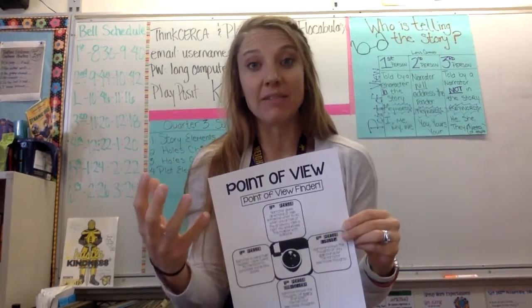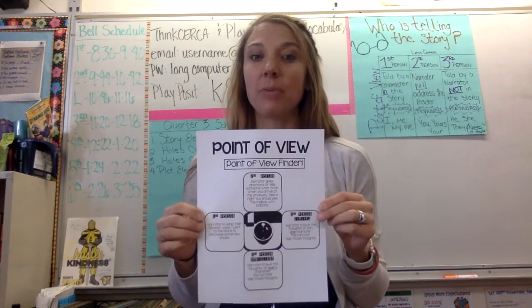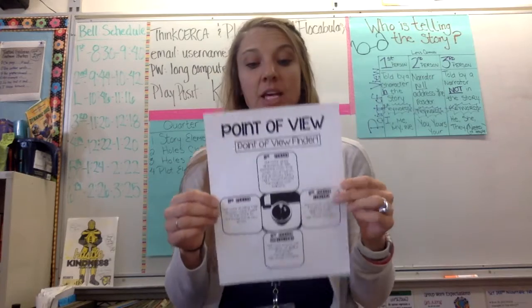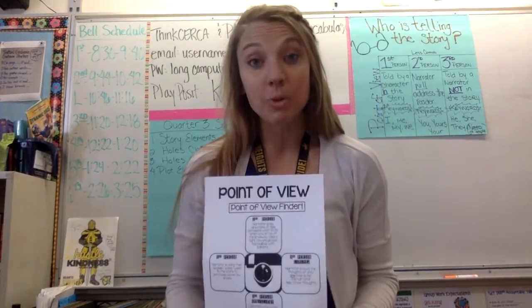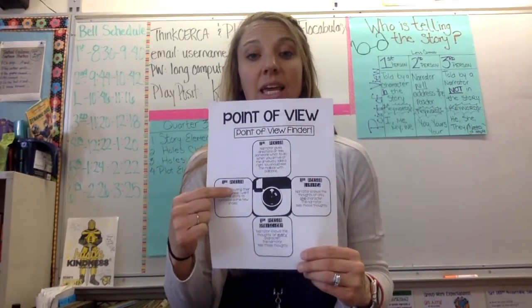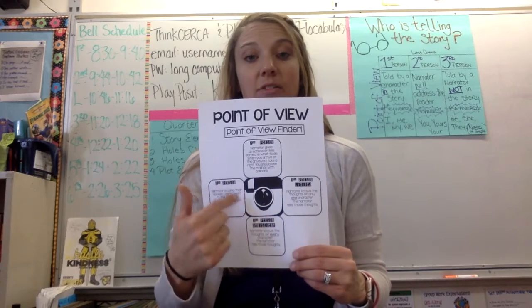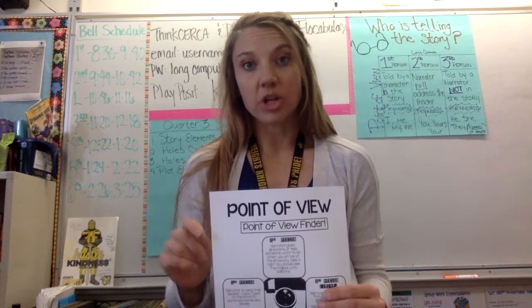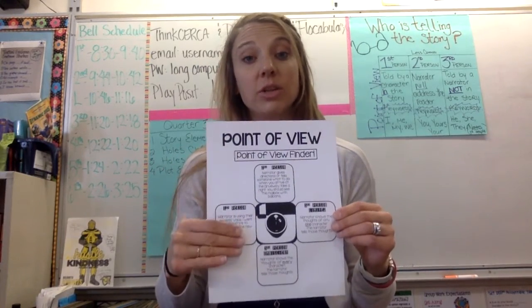This is a camera because point of view all has to do with perspective, who's taking the picture, who's telling the story. And so the camera helps us remember that I'm looking for those keywords that show perspective. So we are going to first color your camera. This is a requirement, so color them. I'd like each one of these to be of a different color, please. And I'd like for you to color the camera as well. But key here, do not use markers. You need to use colored pencils so that you can still see the words below.